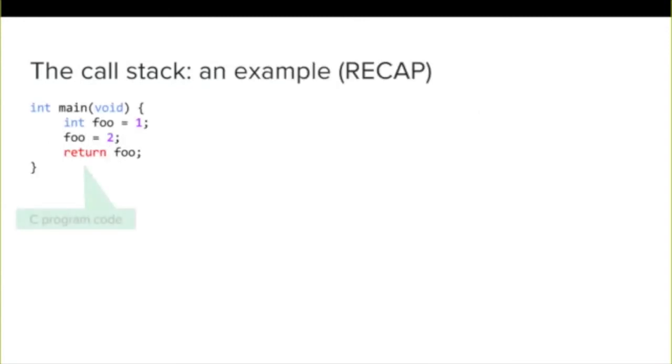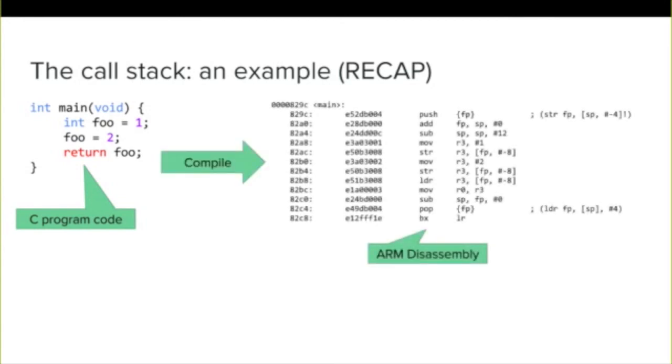All right, a quick example. This is the same thing from context switching. So we have some C program code. Int main declares foo, then it sets foo to 2, then it returns foo. How does this look in ARM? Compile it, we get this. These are the instructions that correspond to that function. And let's execute them.